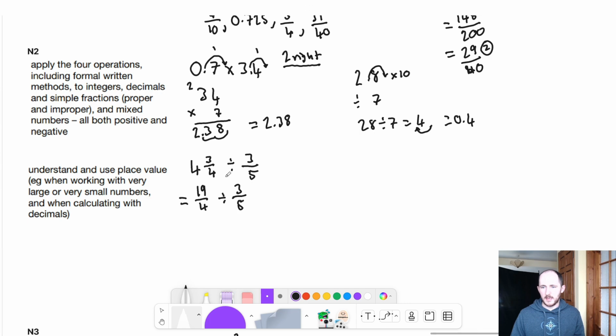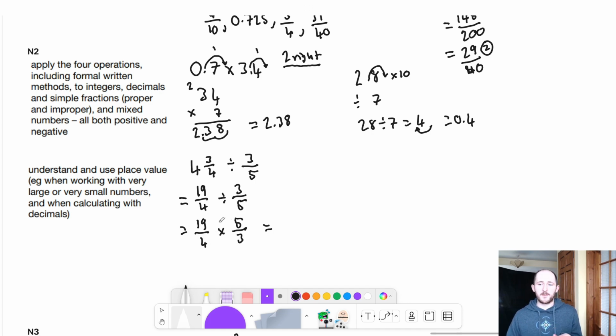And now we do KFC. We keep the first fraction the same. We flip the second fraction. And then we change the divide to a times. And when you times fractions, you literally just times the top numbers and you times the bottom.